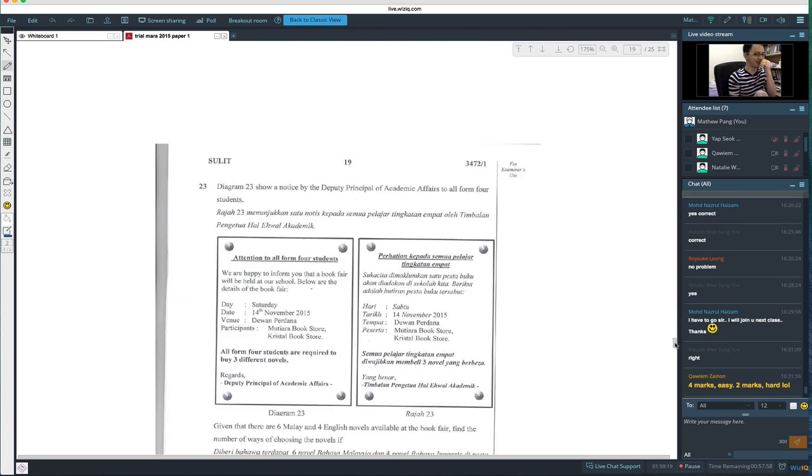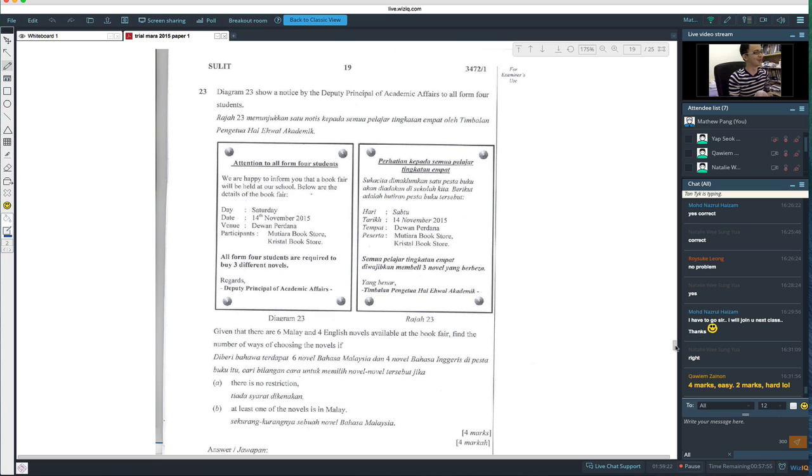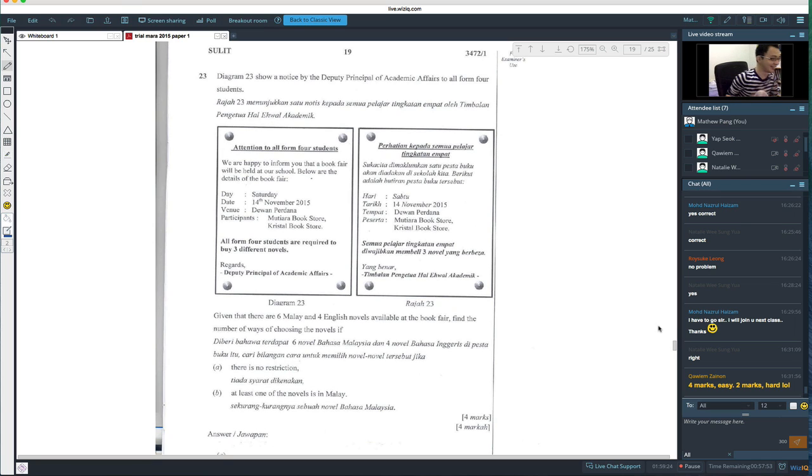Yes, we almost finished. It's 23 already. Yeah, I'm not sure why. Sometimes a 4-mark question is very easy, and the 2-mark one is so hard.